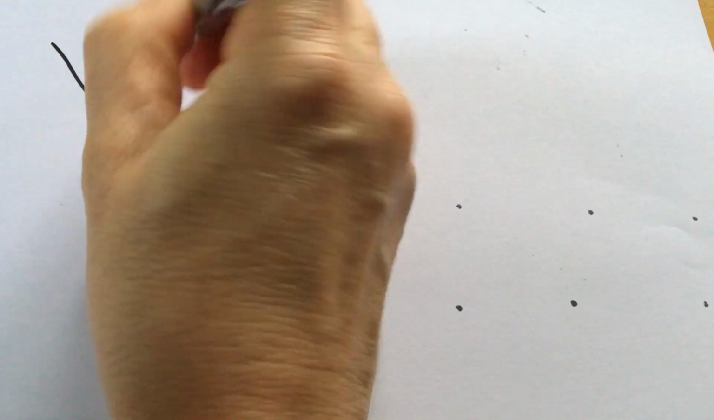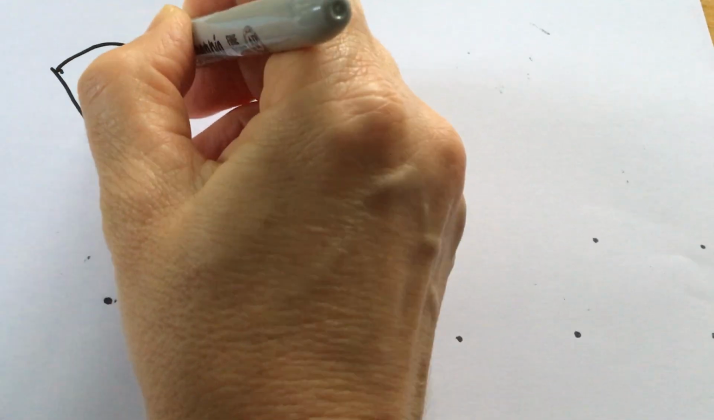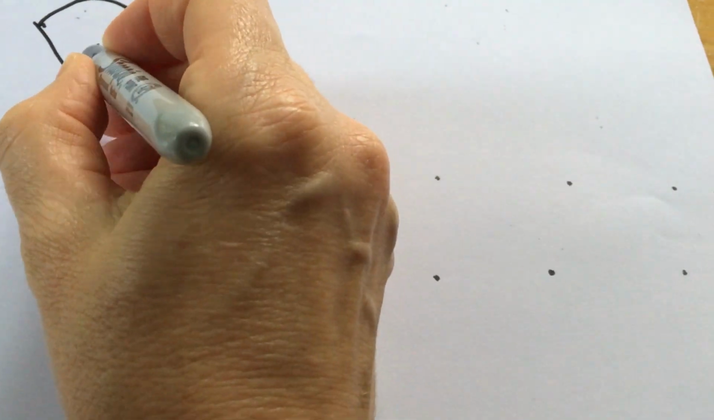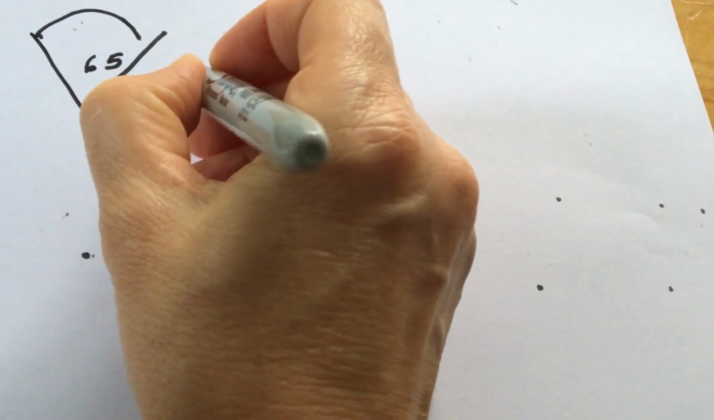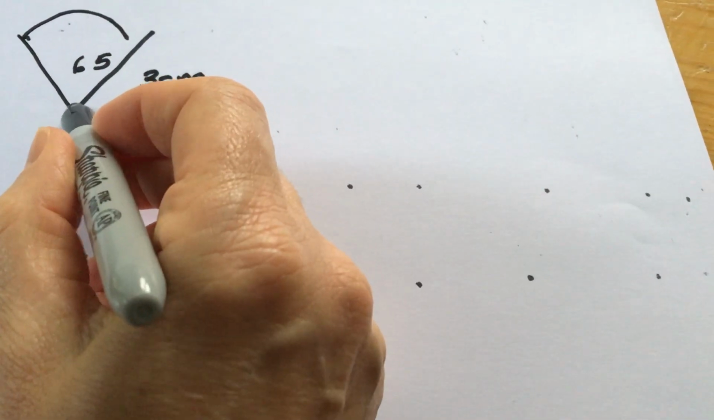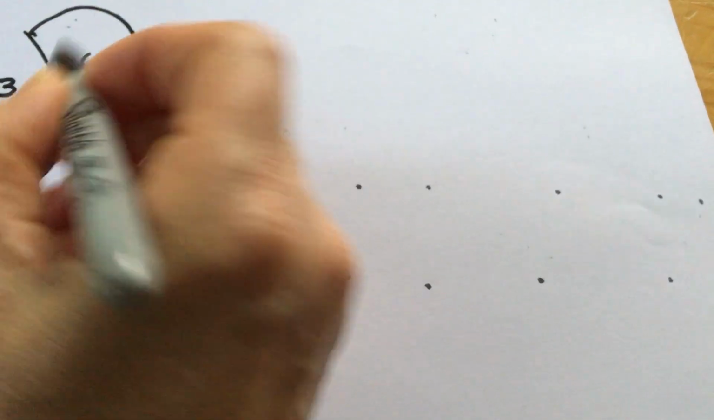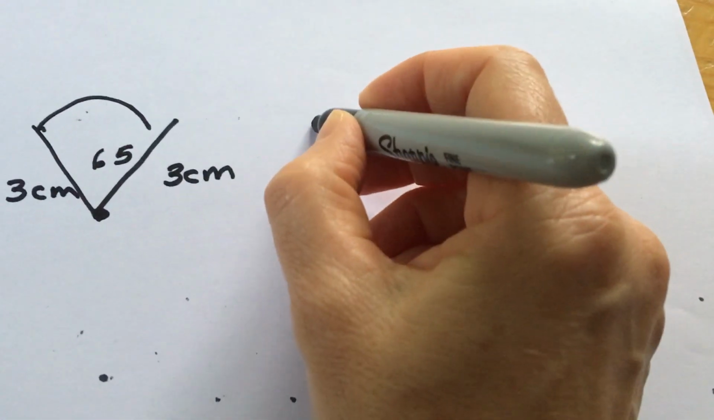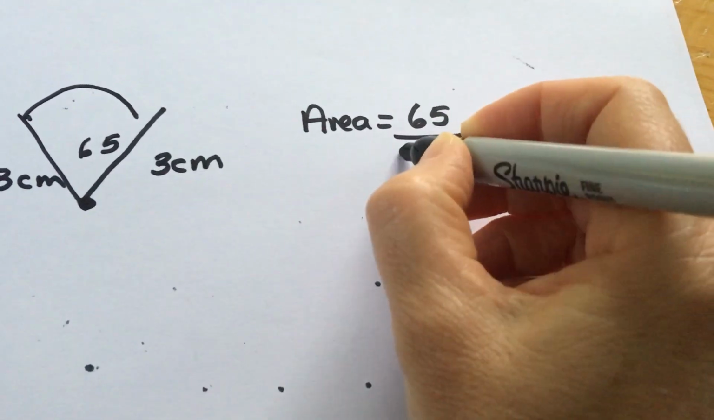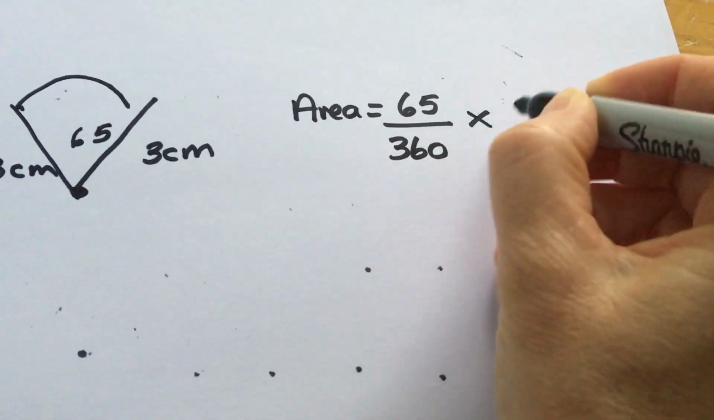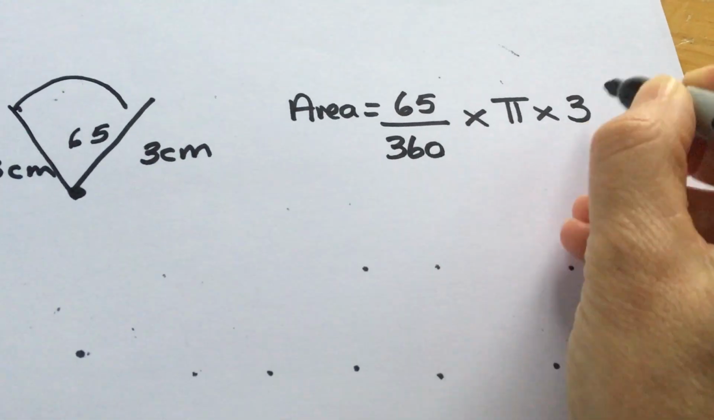Let's look at some examples. So, if we had a sector here, and we want to find the area, and the angle in the middle is 65, and the length of the radius is 3 centimetres. So both sides of this is 3 centimetres. Then we know that the area is 65 divided by 360 times pi times 3 squared.